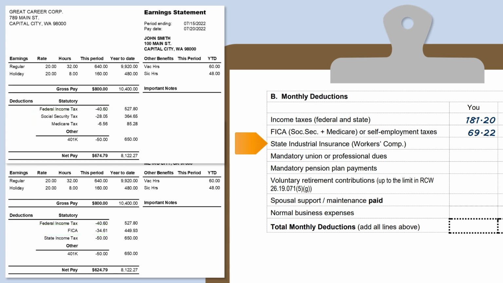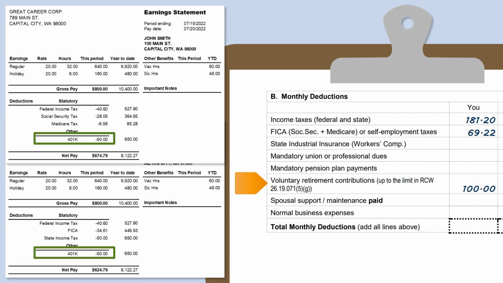For this box, add together any state industrial insurance, including workers' comp or L&I. Here you will take the number for any mandatory union dues or professional dues. This form asks that mandatory pension withholdings go in this box. Pension contributions are involuntary withholdings for retirement. Put any voluntary retirement contributions in this box. Voluntary retirement contributions are funds that you voluntarily put into an account like a 401k, 403b, IRA, or Roth IRA.